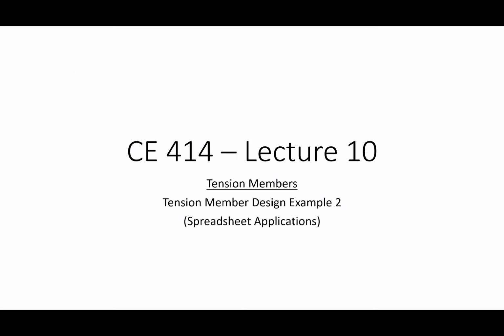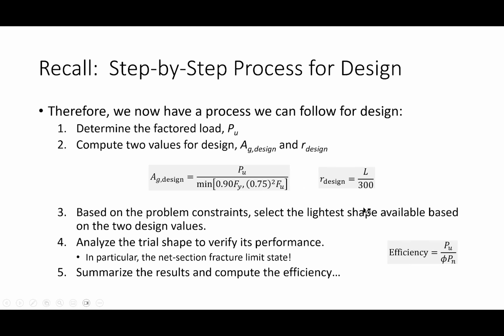All right, so let's make sure that we're all clear on our step-by-step process. By the way, I did fix that little typo right here. That was supposed to be FU. So what we're going to do is compute our factored load, and then we'll compute these two design parameters. These design parameters, their only real function is to help us select a trial shape. Once we get to that trial shape, we ignore them and just analyze the section. When it's all said and done, we summarize our results.